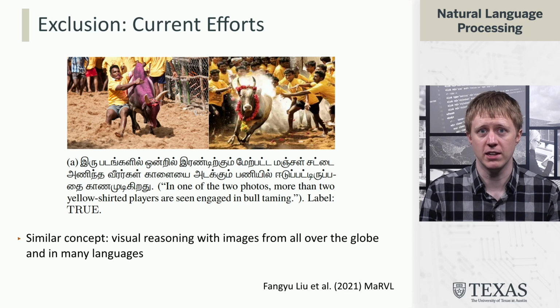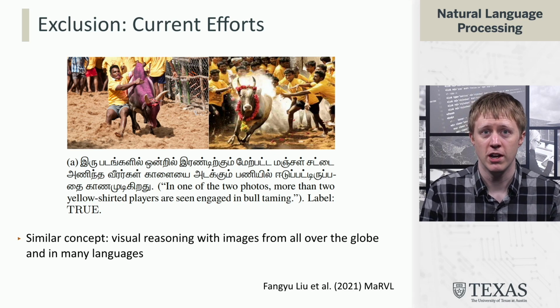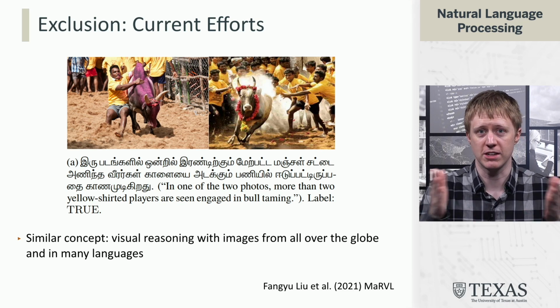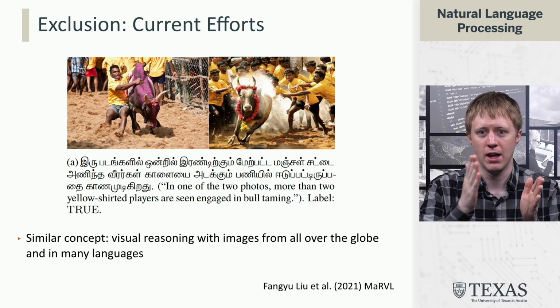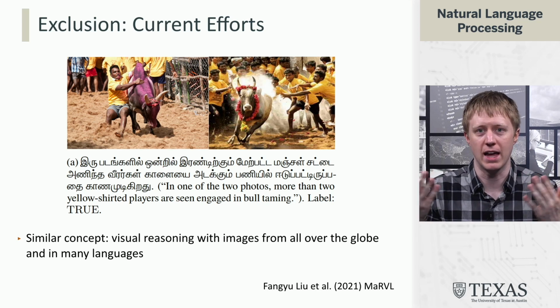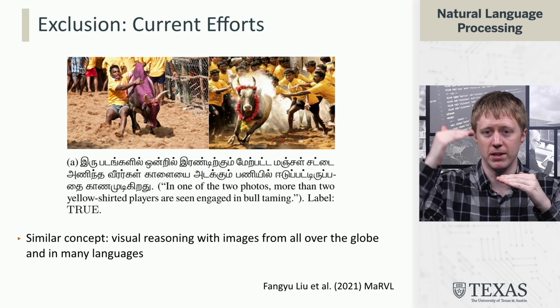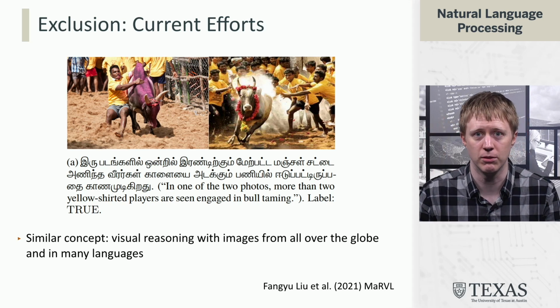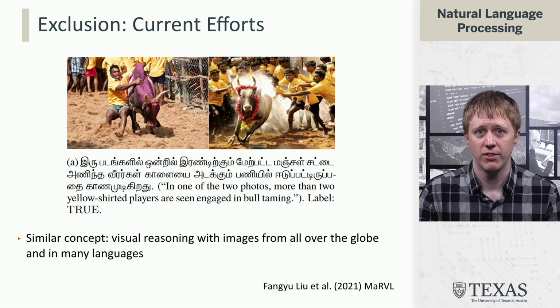So these are representative of a few of the efforts to improve things along this axis of exclusion, but there's still a long way to go before we have systems like ChatGPT that truly work as well on every language. Right now, with these systems, the performance on English is up here, and on other languages it typically works a little bit worse.